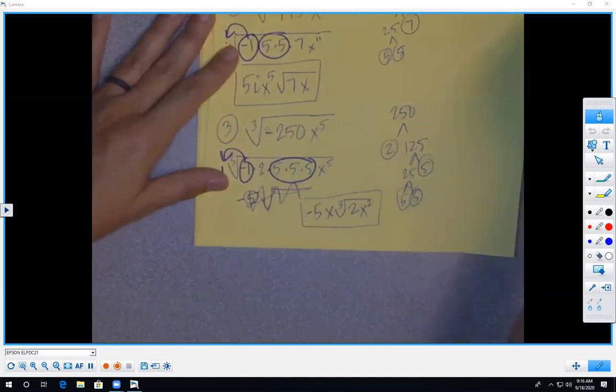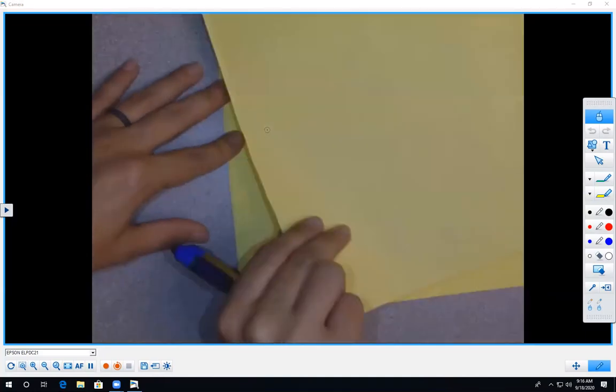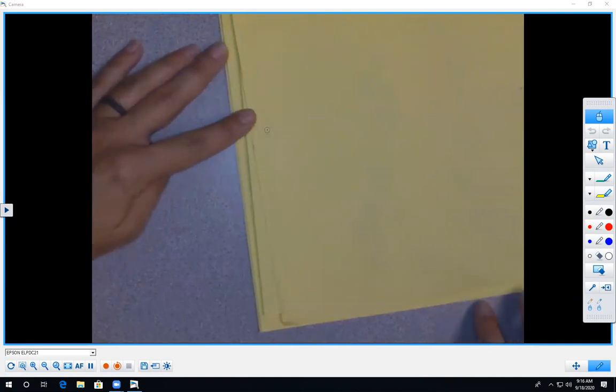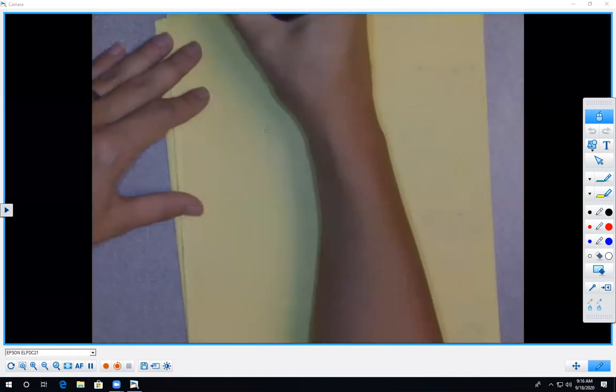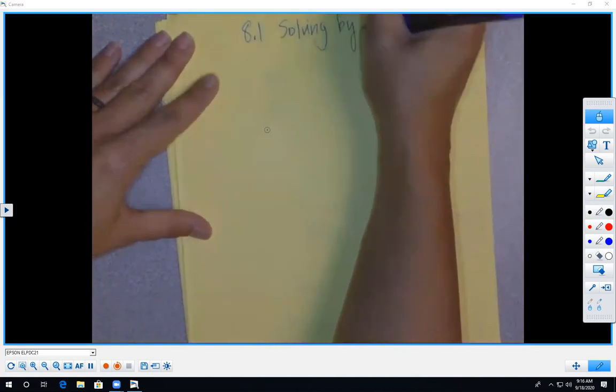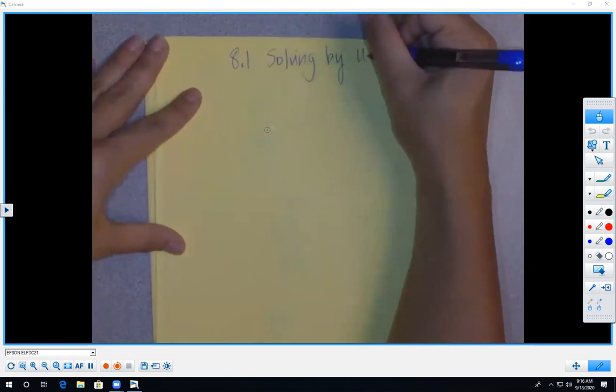Okay, so we are going to go ahead and get into section 8.1. 8.1 is solving quadratics by using square roots. Okay, so I'm going to call it solving by using square roots.